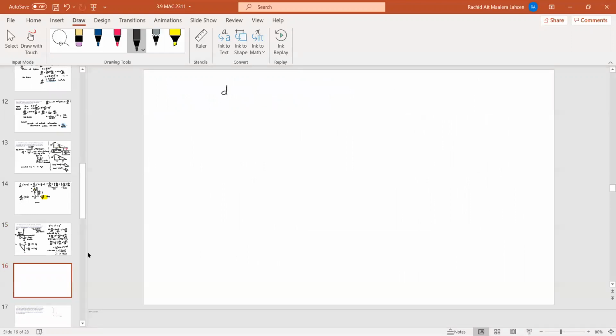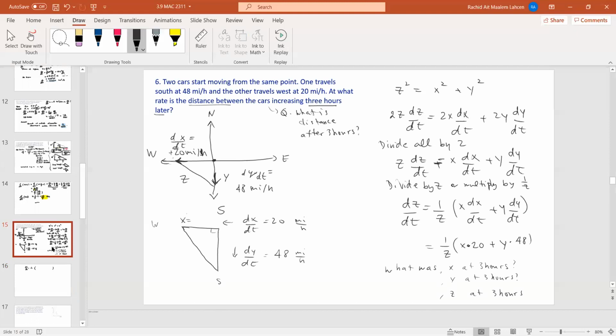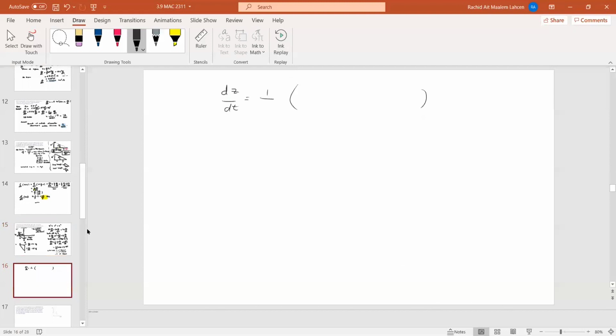So dz/dt. All right, so we have 20x plus 48y, 20x plus 48y. So this one, it should be 20 times 3. And this one, 48 times 3. And that's for the y, and we bring down the 48, and we bring down the 20.